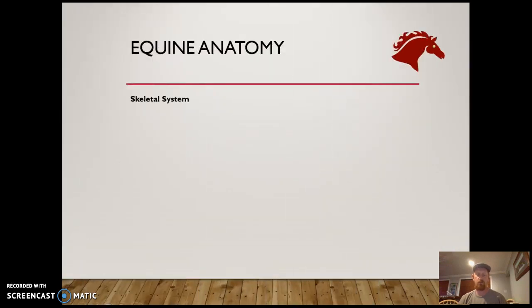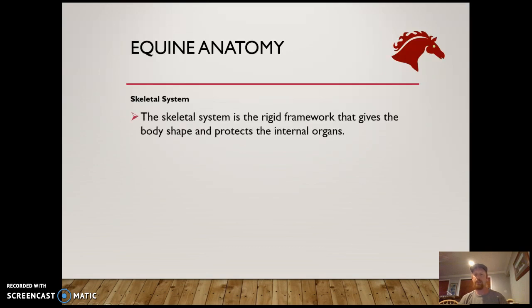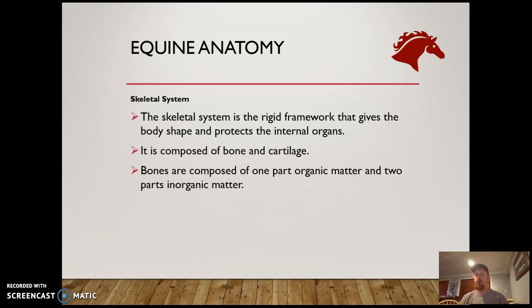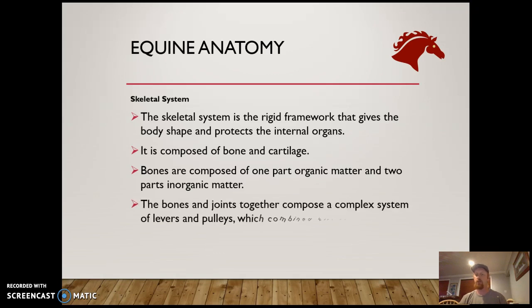Now, the first system that we're going to talk about today is the skeletal system. The skeletal system is a system of rigid framework that gives the body shape and will protect the internal organs. It is composed of bone and cartilage. Bones are composed of 1 part organic matter and 2 parts inorganic matter. The bones and joints together compose a complex system of levers and pulleys, which when combined with the muscular system give the body the power of motion.